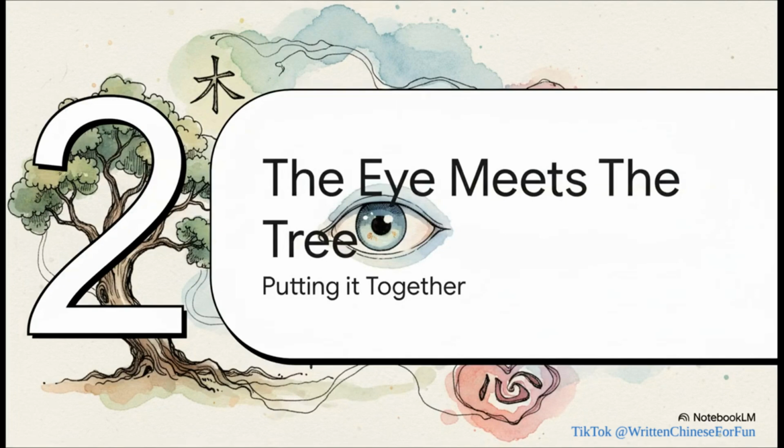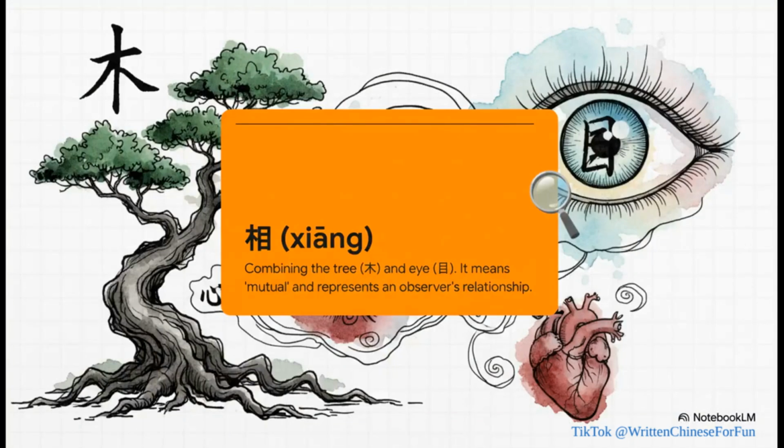So what happens when you put them together? What kind of new idea pops up when the eye actually meets the tree? When you put the eye next to the tree, you get a whole new character, xiang. And this is where it starts to get really deep. See, an eye looking at a tree isn't just a one-way street. The character itself captures the relationship between them. It means mutual or each other. It's about the connection between the thing being seen and the one doing the seeing.